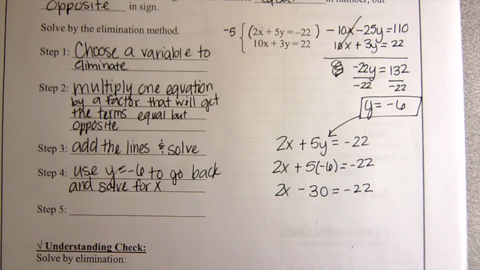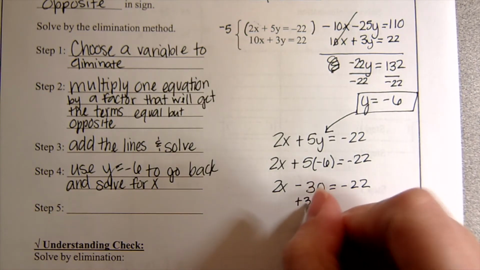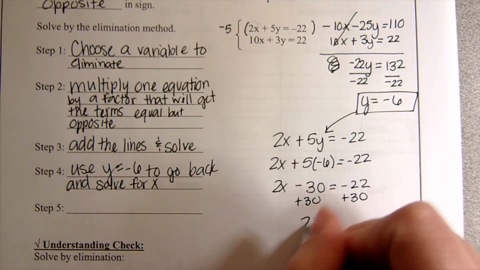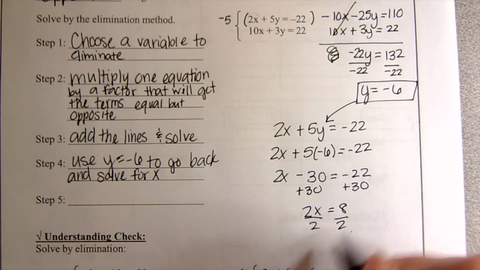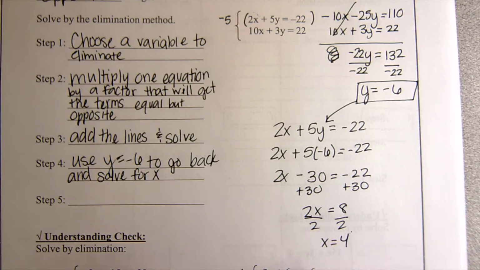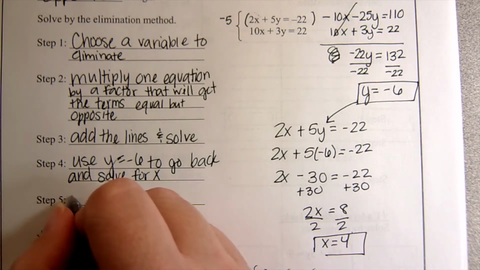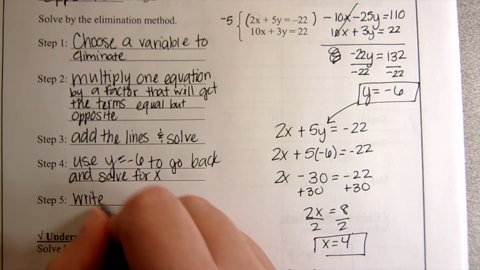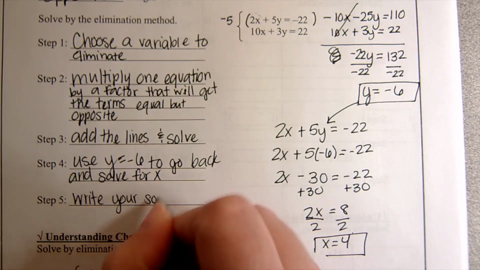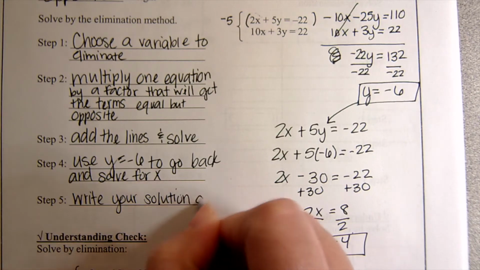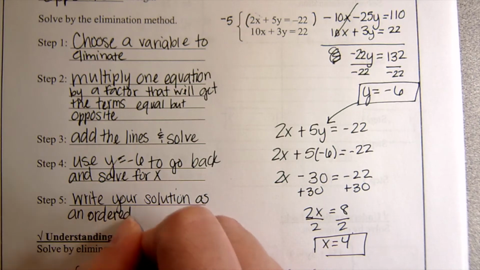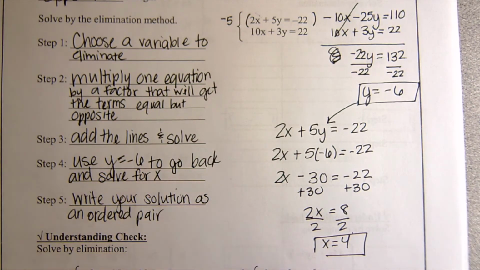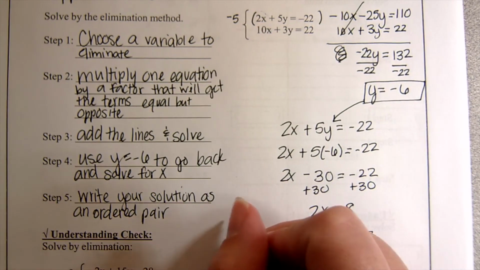And then what do we do? Add 30 to both sides. So 2x equals positive 8. Divide by 2, so x equals 4. And the last step, step 5, write your solution as an ordered pair. So what is my solution? 4, negative 6.